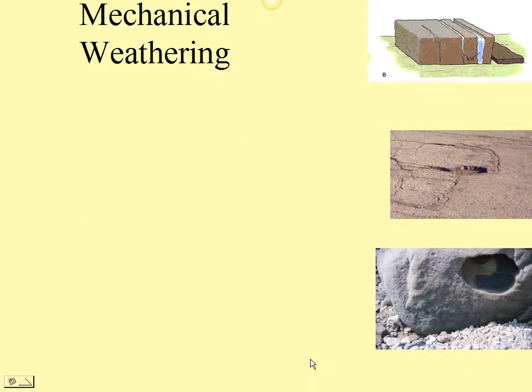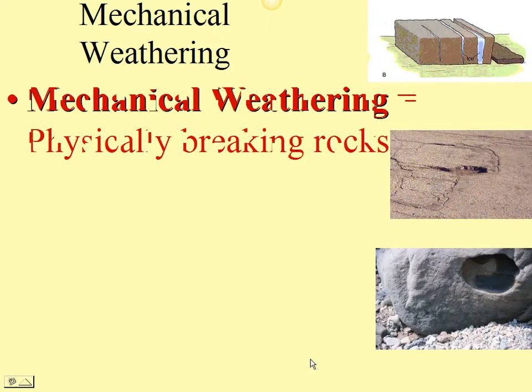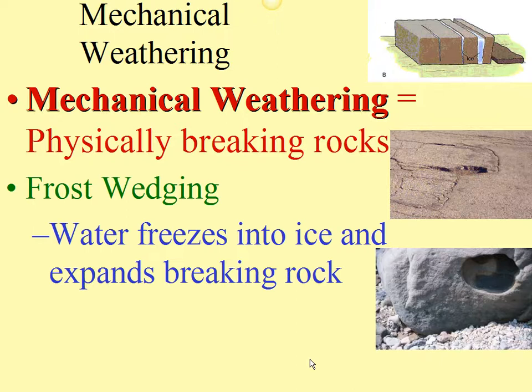Mechanical weathering is one type. Mechanical weathering is the physical breaking of rock. This can happen through frost wedging, as we see in this top picture here. That's where water freezes into ice and expands, breaking the rock that it goes into.